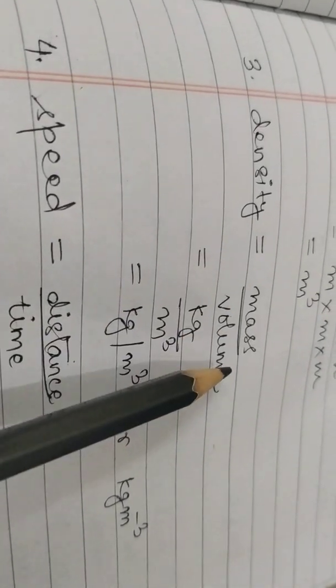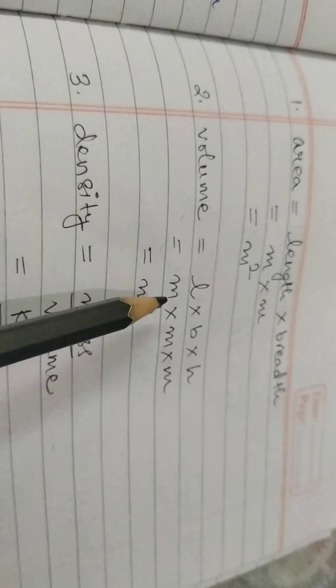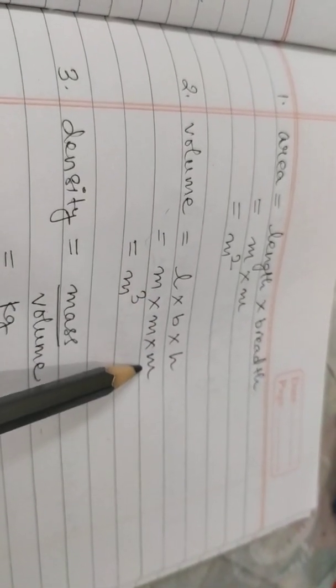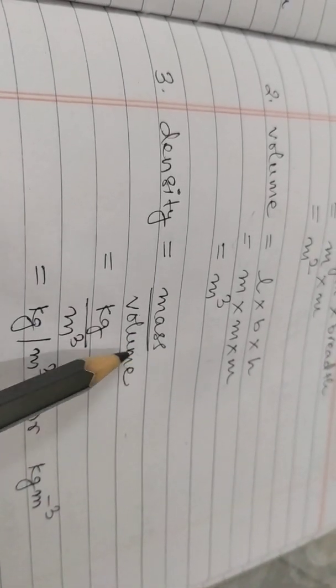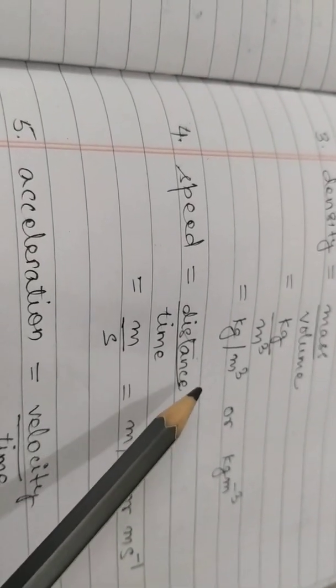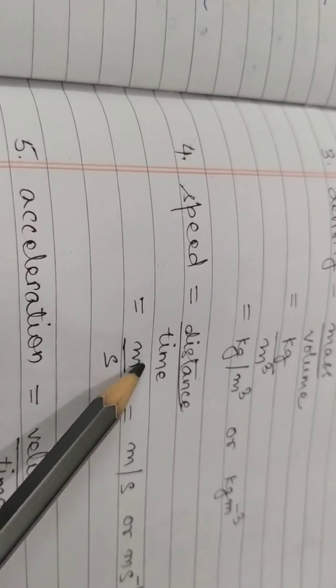Whatever operation is being done between the individual quantities, like here the multiplication was to be done, so we have multiplied the units. Here both the quantities are being divided, mass is divided by volume, so we will divide the units.